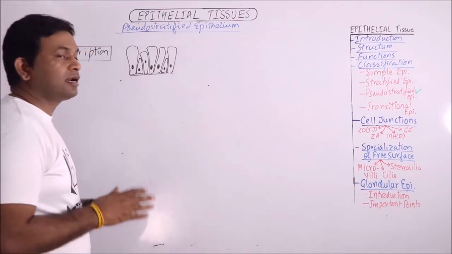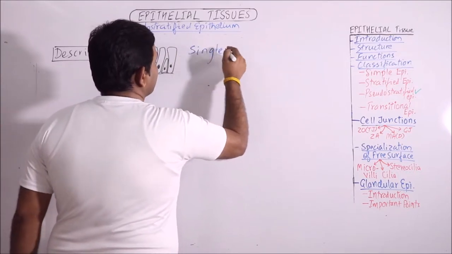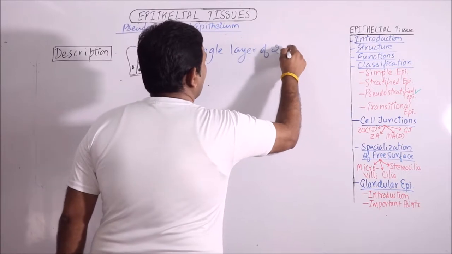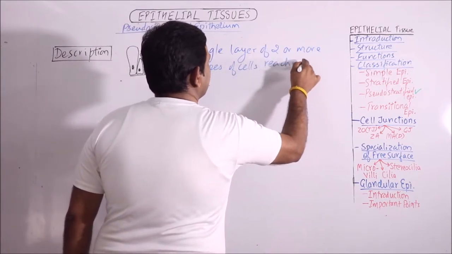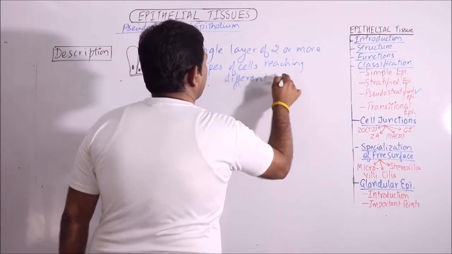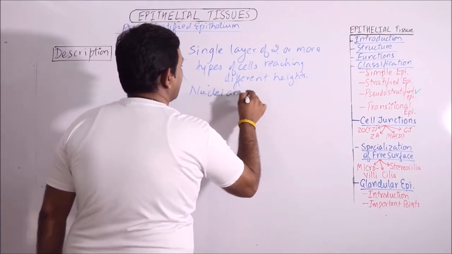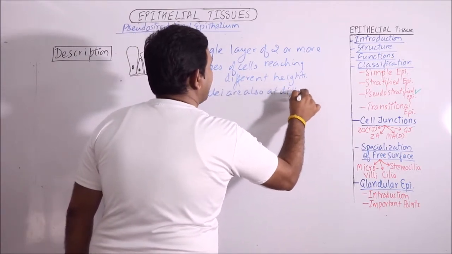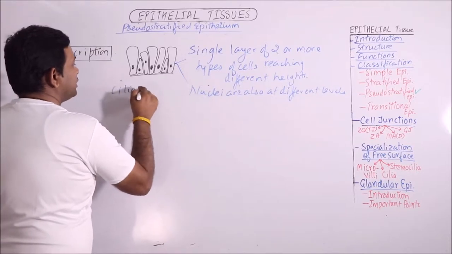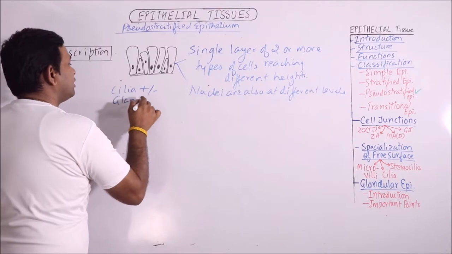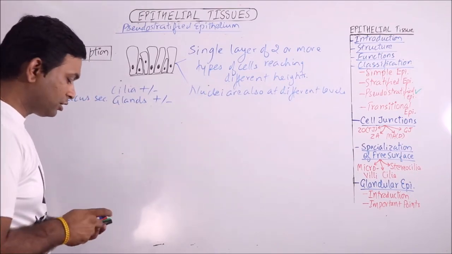So first thing is that these are not multilayered, these are not stratified. These are basically single layer. So pseudostratified refers to a single layer of two or more types of cells reaching different heights. The nuclei are also at different levels. In addition, cilia may be present or absent, and glands, that is mucus secreting glands, may be present or absent.